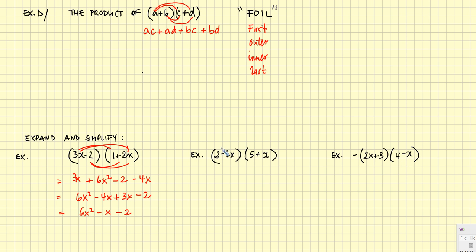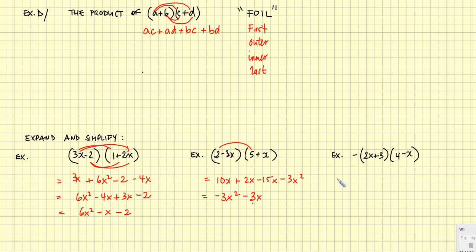If I do the same thing now on the second and third example, I have 10x plus 2x minus 15x, and then it's minus 3x squared. And again, in order of degree from largest to smallest, it's negative 3x squared minus, let's see what we've got. We've got 10x plus 2x, which is 12x. 12x minus 15x gives us negative 3x. So there's my answer there.